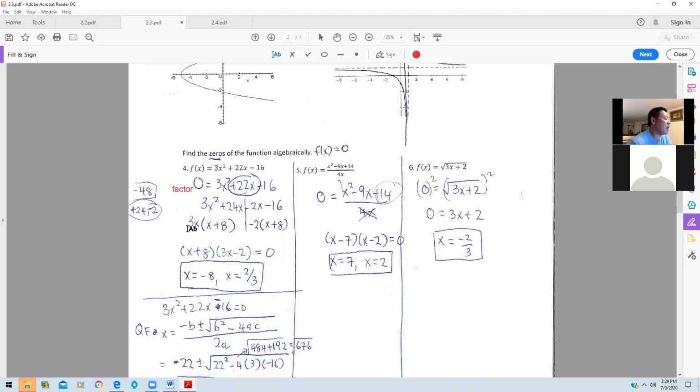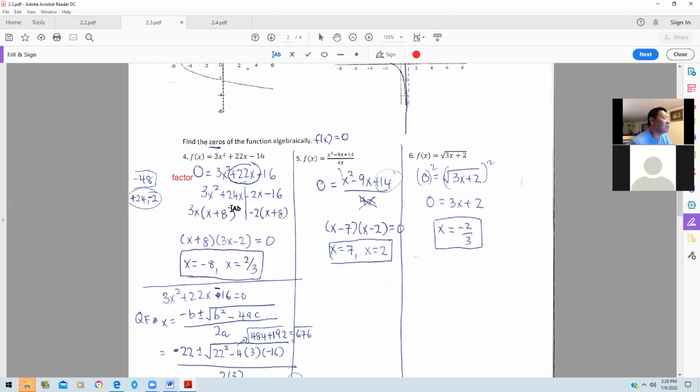Common factor here is 3x. You get x plus 8. Common factor here is negative 2. You got x plus 8. And then you factor that same factor, x plus 8, as I told you early on. And then you got 3x minus 2, and you get x equals negative 8 and 2/3.